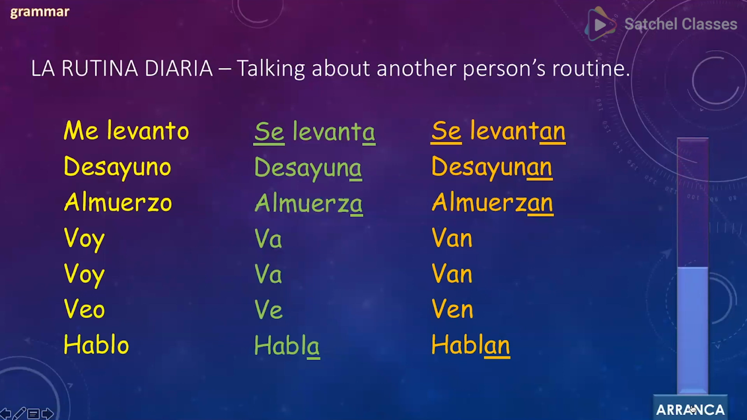Something important here as well is that we have two types of verbs here. Some verbs end in AR, and other ones end in IR and ER. So that's going to be very important in other lessons that we are going to look at or teach later here on Satchel Classes. Now then, let's have a look at our next exercise.